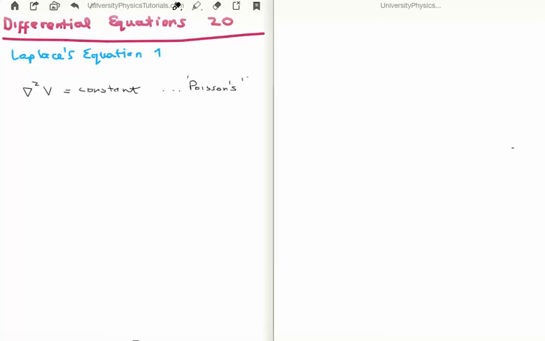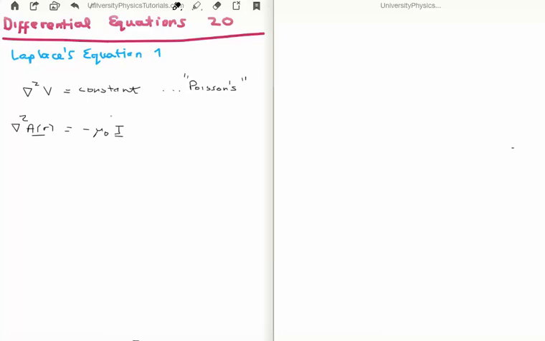Now, Poisson's equation is a very important equation. It's seen all over physics. For example, it's seen in electromagnetism. To give a simple example, if you look at the magnetic vector potential, capital A, a function of R, and if we take the Laplacian of this, it's equal to minus the permeability of free space multiplied by the volume current density.